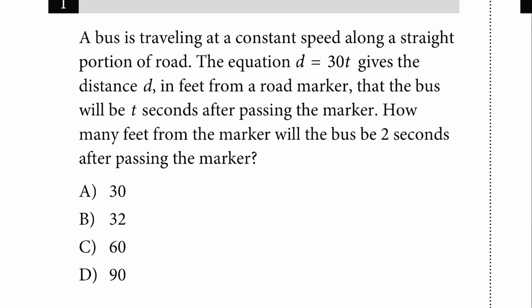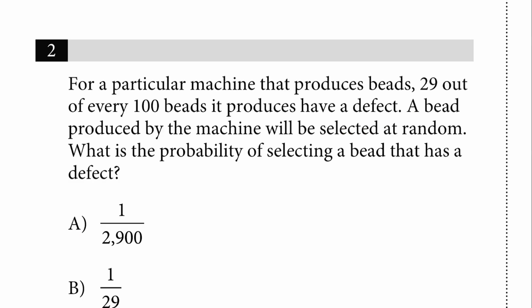A bus is traveling at a constant speed along a straight portion of the road. The equation d equals 30t gives the distance d in feet from a road marker that the bus will be t seconds after passing the marker. How many feet from the marker will the bus be 2 seconds after passing the marker? So all we're going to do is replace t with 2. So we're going to get 30 times 2, which is 60. The answer is C.